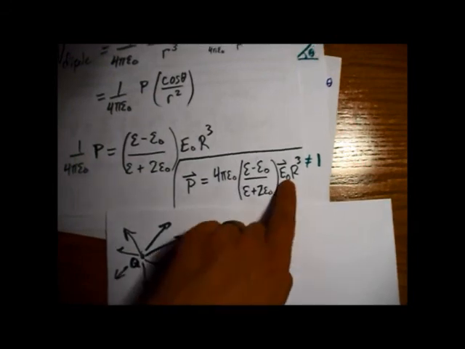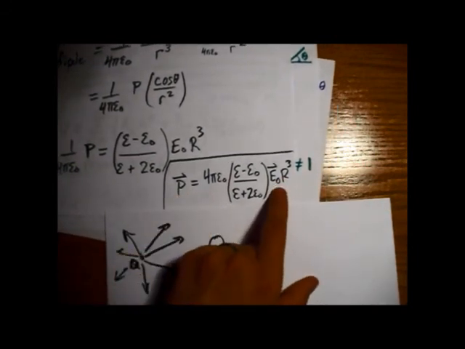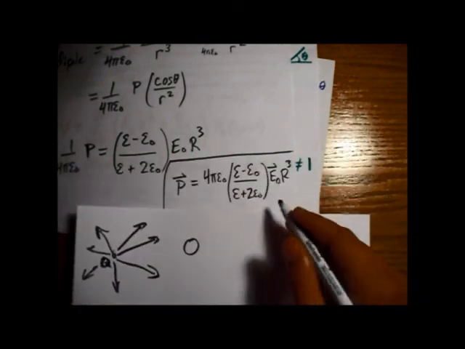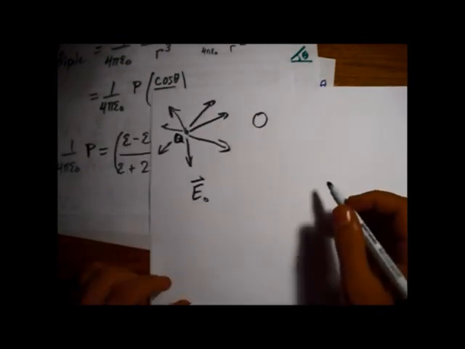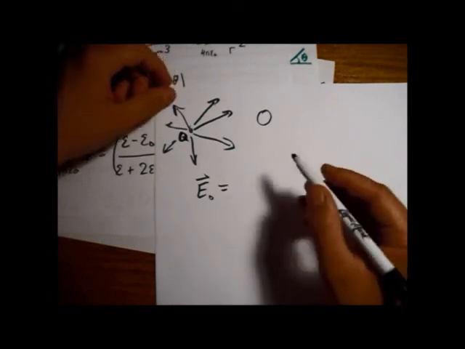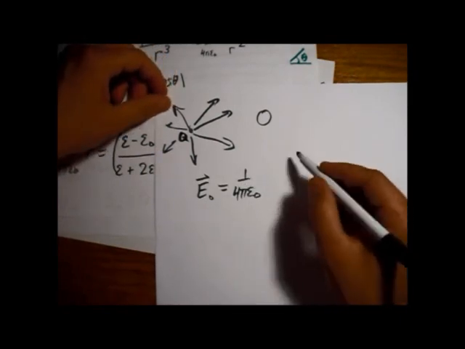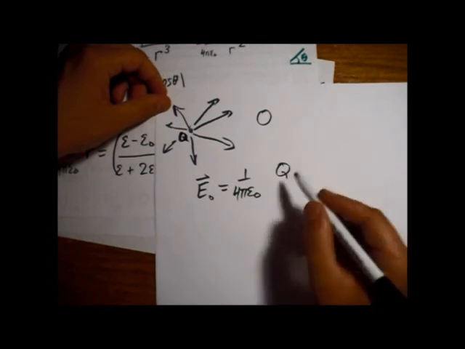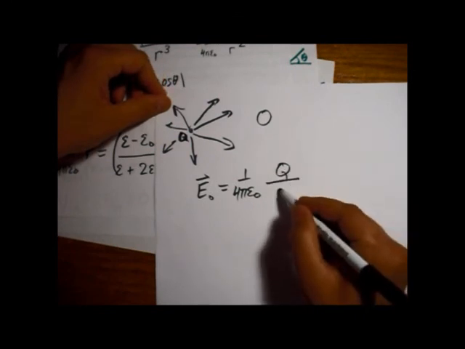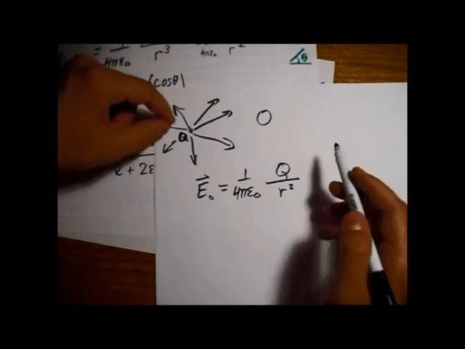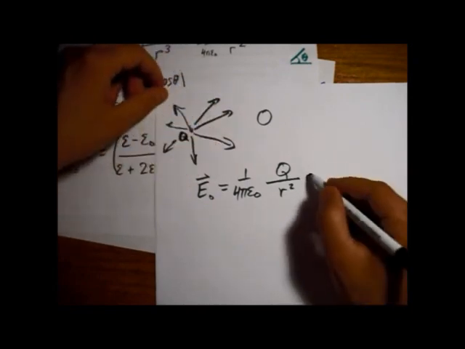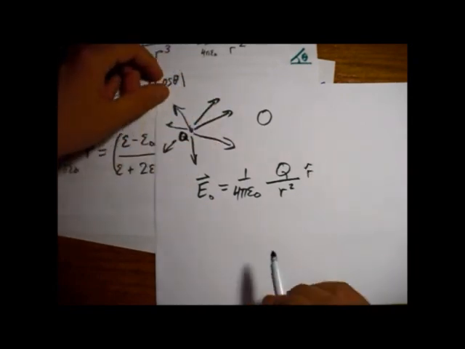So first, in order to find p, we need to know what this E is, this E naught. So I'll just call that E naught. Why not? Keep the same notation. That's due to this point charge. So we have 1 over 4 pi epsilon naught, we have a big Q, and then it goes as r squared, where r is the distance from this point charge, and that's in the radial direction.